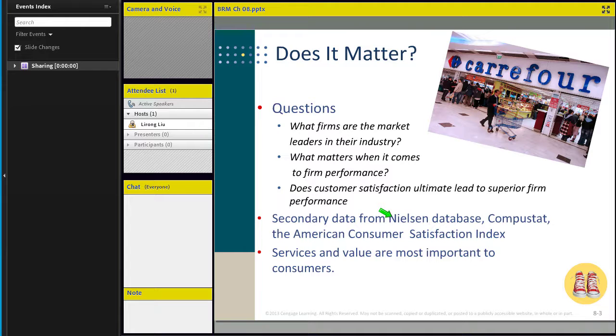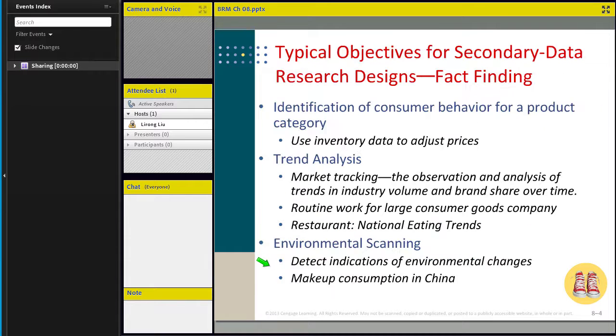And actually such research has been conducted. It turns out that service and value are the most important to consumers. And such research is carried out using secondary data, that is, data already collected.